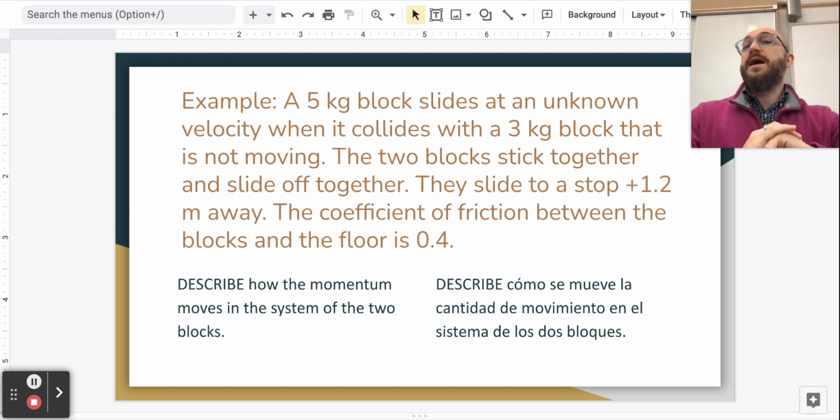I don't care about the table. I don't care about the world. I don't care about the Earth. I don't care about the solar system. I just care about these two blocks. All right, let's see what we got.